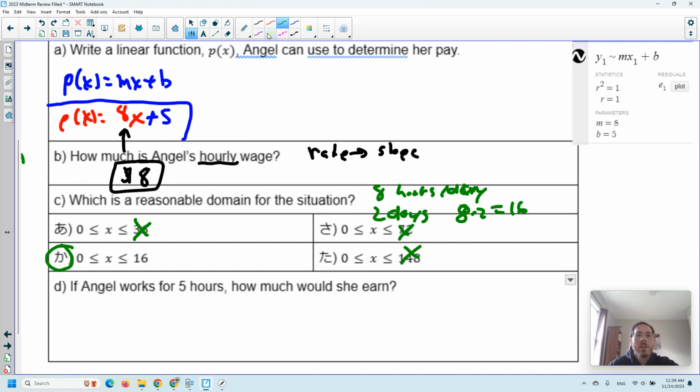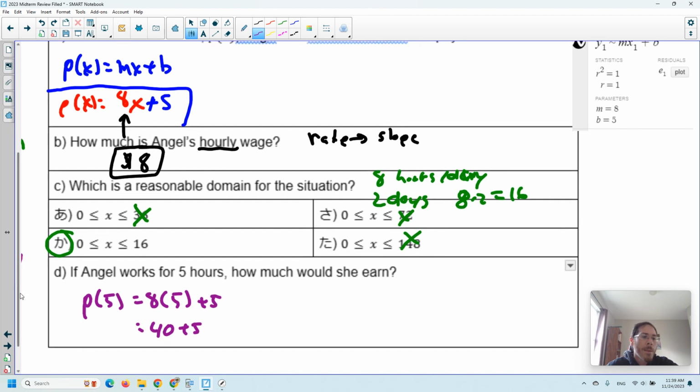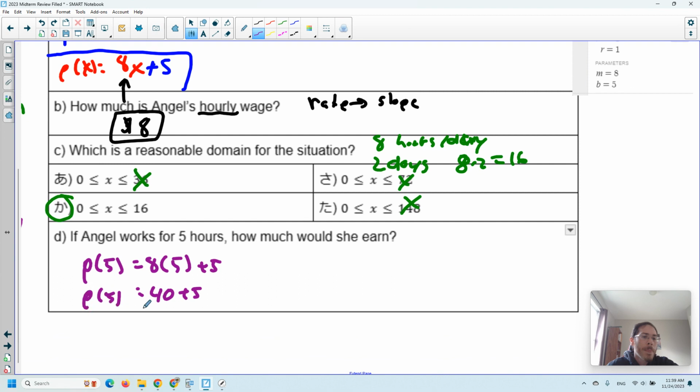And then lastly, part D, if Angel works for 5 hours, how much would she earn? So for 5 hours, we would just plug the 5 in for X in this equation up here. So we would get 40 plus 5. So for 5 hours, she would make $45. So that's how much that she would earn in 5 hours.